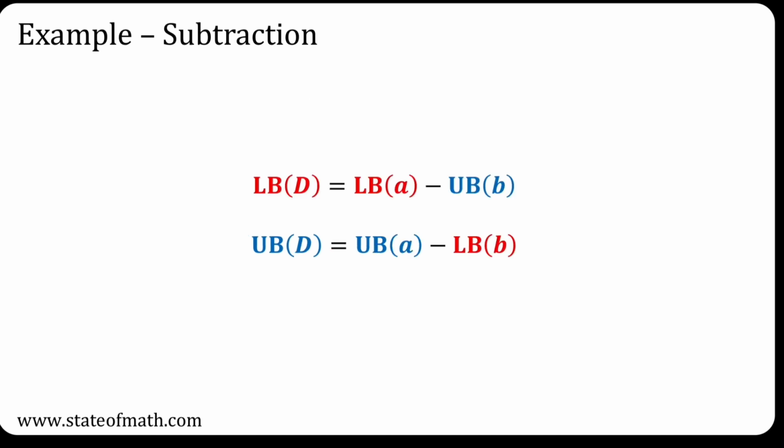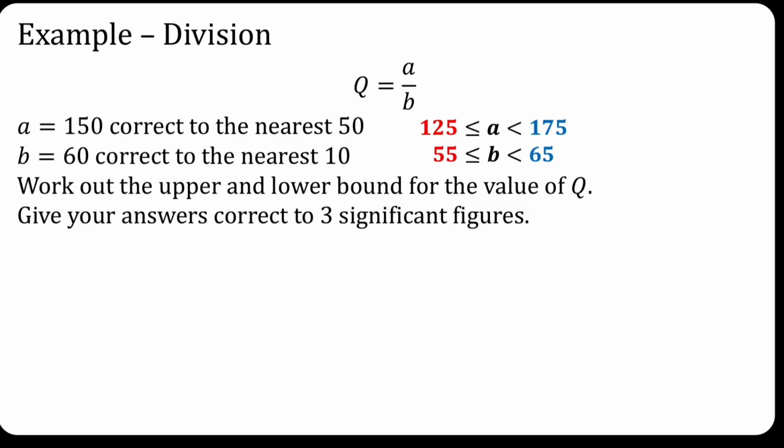Here is the key idea for subtraction. To find the lower bound of the difference, take the lower bound of A and subtract the upper bound of B. And to find the upper bound of the difference, take the upper bound of A and subtract the lower bound of B.